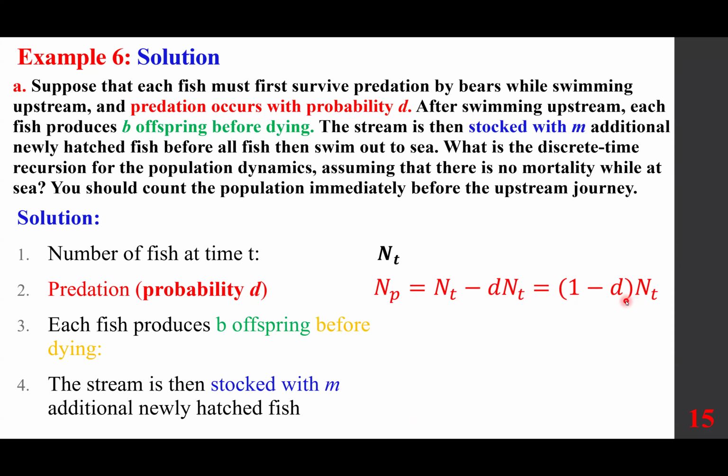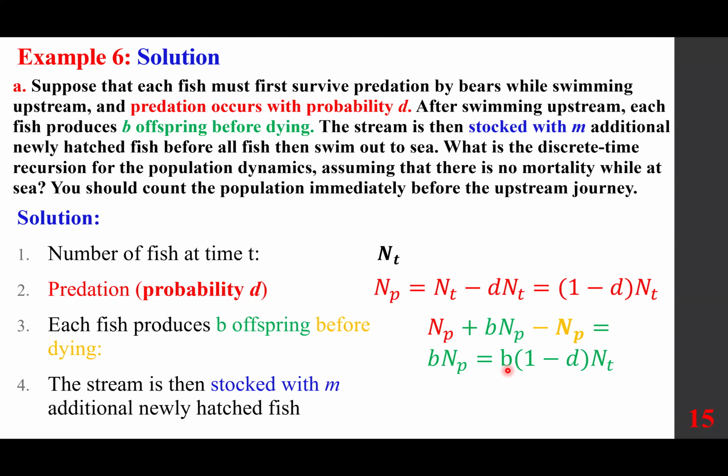You want to pay attention to this. Sometimes you can come from here to here just by understanding the concept. Let's say D is 20%. That means 1 minus D, 80%, is left. The next step: after swimming upstream, each fish produces B offspring before dying. So basically you just multiply this by B. To understand this, N sub P plus B times N sub P minus N sub P, because whatever we have here, all of them will die. So simply put, multiply this by B.